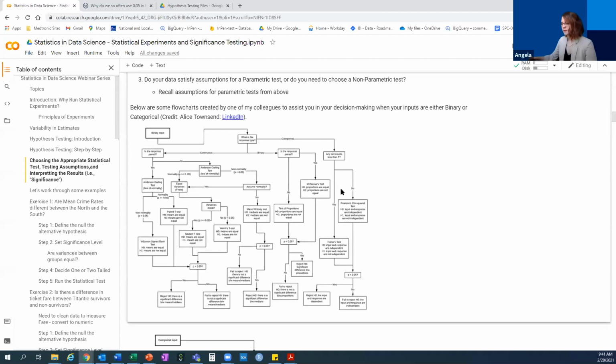So I have these for reference. I'm not going to go through them in detail today, but feel free to look through them. It can take a minute to wrap your head around it, but it's a great tool. I use it all the time to help me make my decisions.